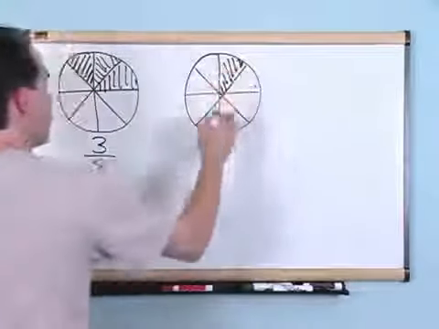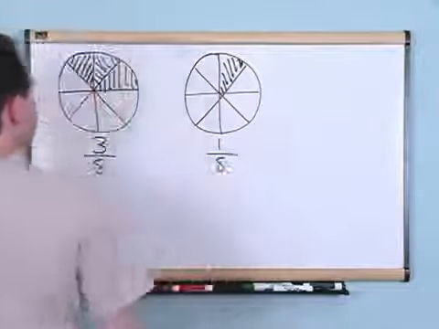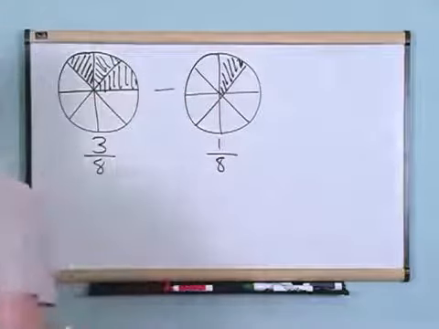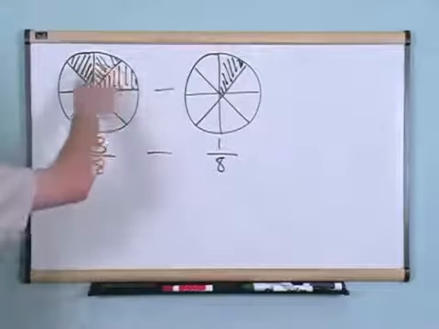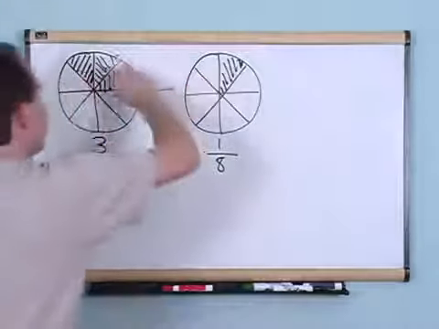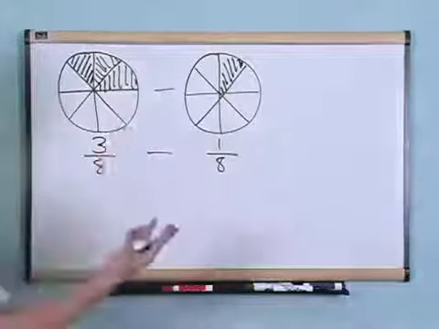What fraction is this? 1 piece out of 8. So 1/8. And let's say instead of adding, I want to go ahead and subtract these. So when you think about what you're doing here, you have 3 pieces out of 8, okay? And I'm subtracting 1 piece away. Well, how many pieces do I have left?